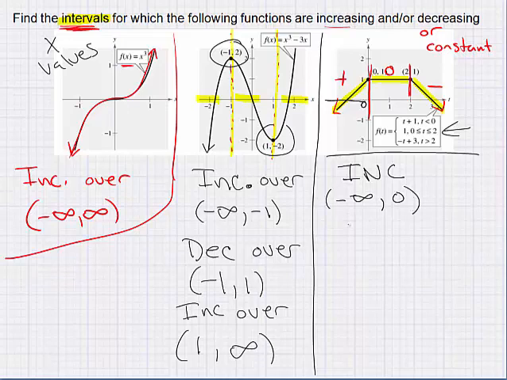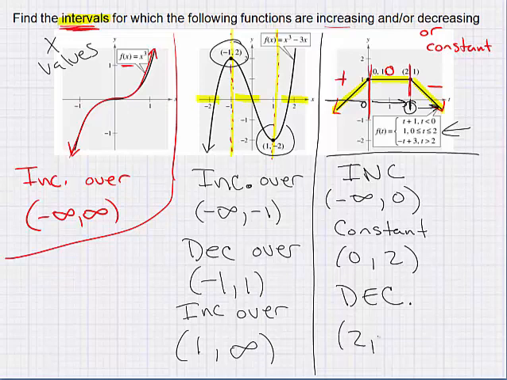Parentheses, and I'll talk about the parentheses in a second. It's constant from 0 up to 2, and it's decreasing from 2 all the way up to positive infinity. Now these are intervals, so when you do intervals you can do brackets or parentheses, right? Bracket means included, parentheses means it's not included. So I put parentheses around everything. If you look at all these, there's parentheses around the whole thing.